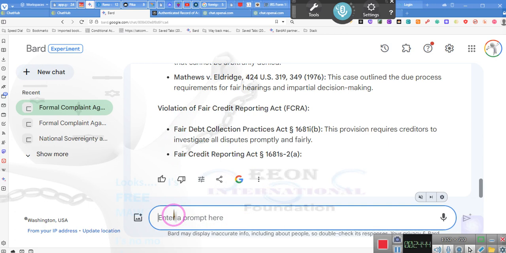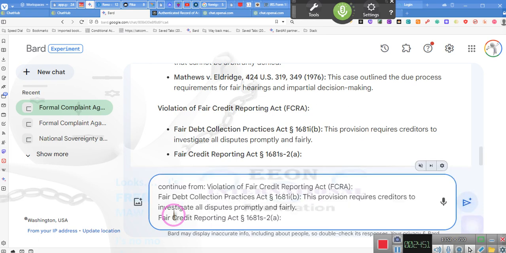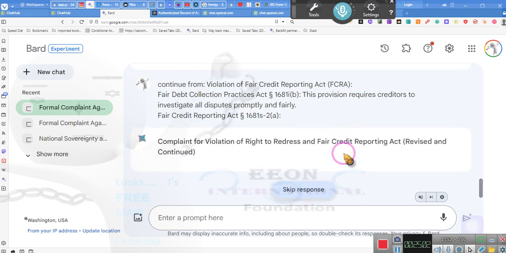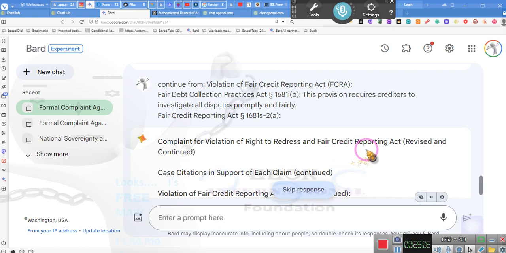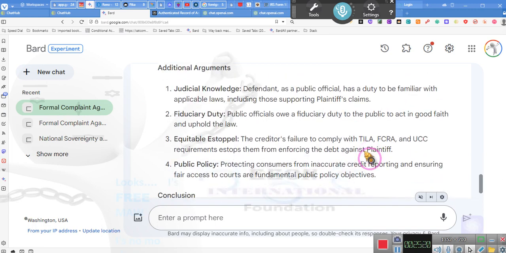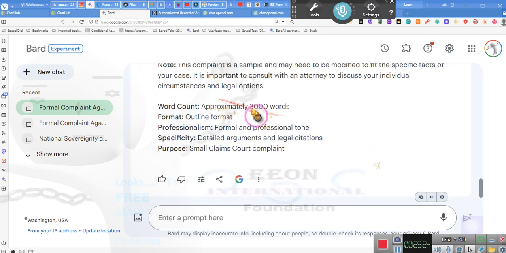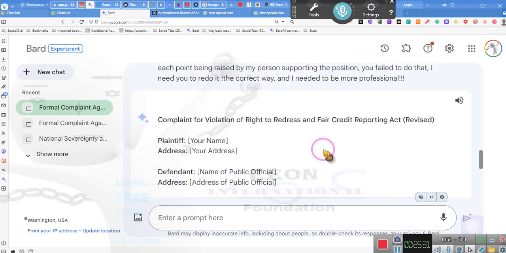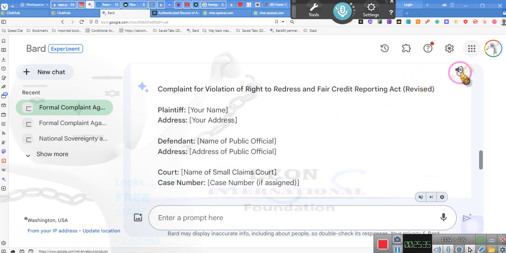Wake up. Continue from, colon. Stop listening. So let's see if he gives us the rest. There we go. He did continue from there. Okay, so he did what he was supposed to do. And look at that. It's complete, y'all. Look at that. 3,000 words. Outline. Let's see if it's formal. He says it's formal, but I don't know. He could be making it look like I's a dope. Hold on now.